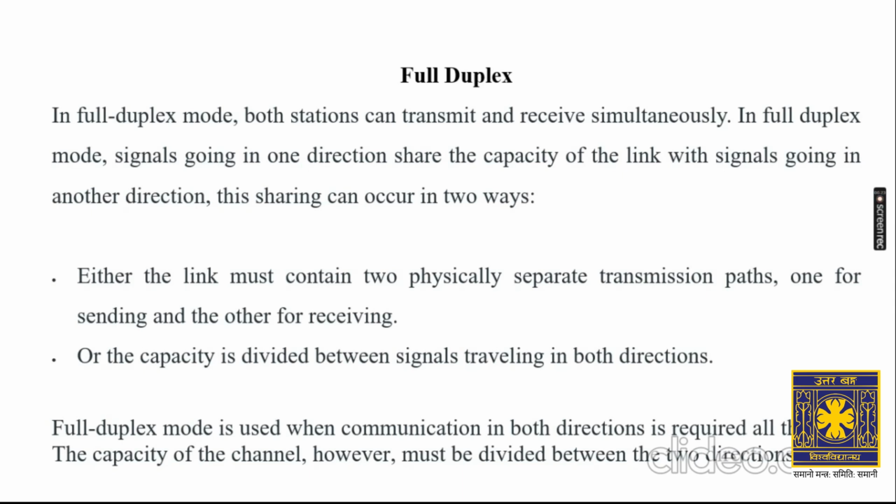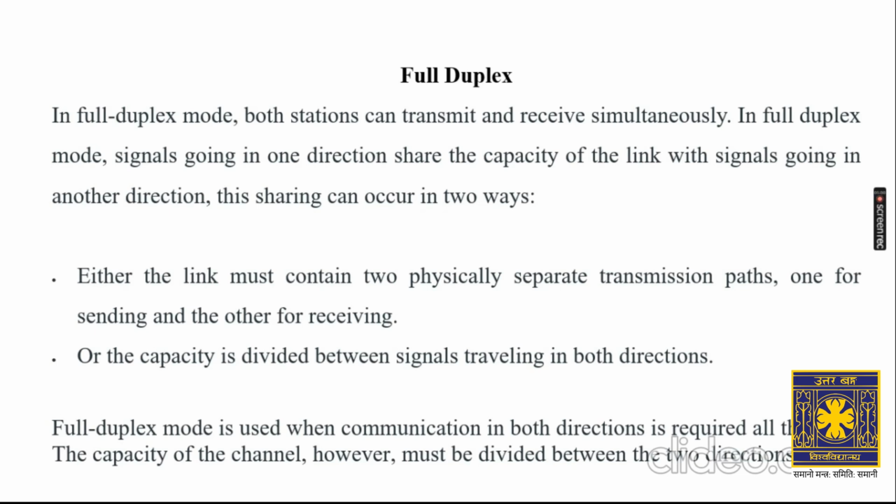That means at a time. So, in full duplex mode, signals going in one direction share the capacity of the link with signals going in another direction. This sharing can occur in two ways. Either the link must contain two physically separate transmission paths, that means two wires, one for sending, another for receiving, or the capacity of the channel is divided between signals traveling in both directions.